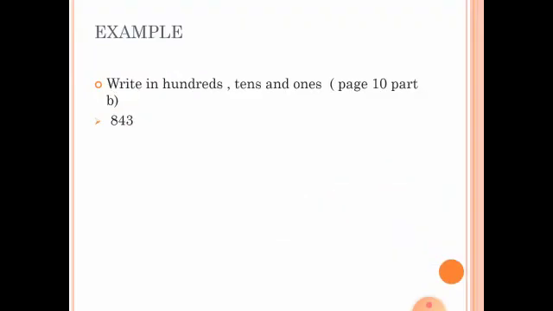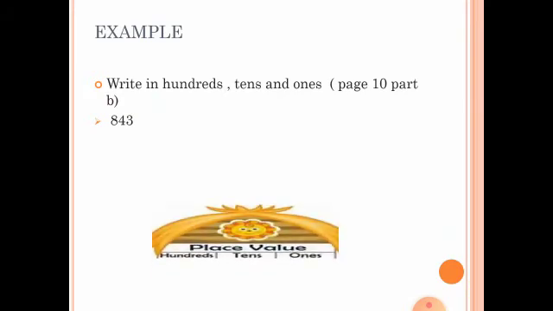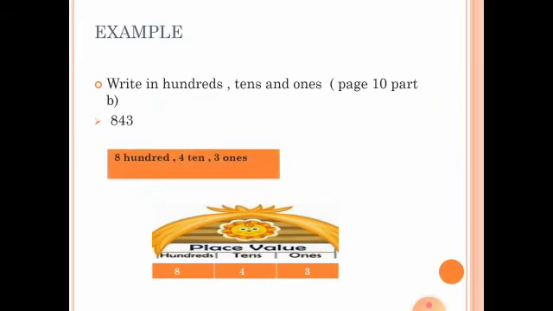Write in hundreds, tens and ones. Here is the example: 843. Now according to the place value chart, there must be 3 columns in the chart: ones, tens and hundreds. 8 will be fixed in the hundreds column, 4 will be fixed in the tens column, and 3 will be fixed in the ones column. So it has become 800, 4 tens and 3 ones. And how to read it? 843.